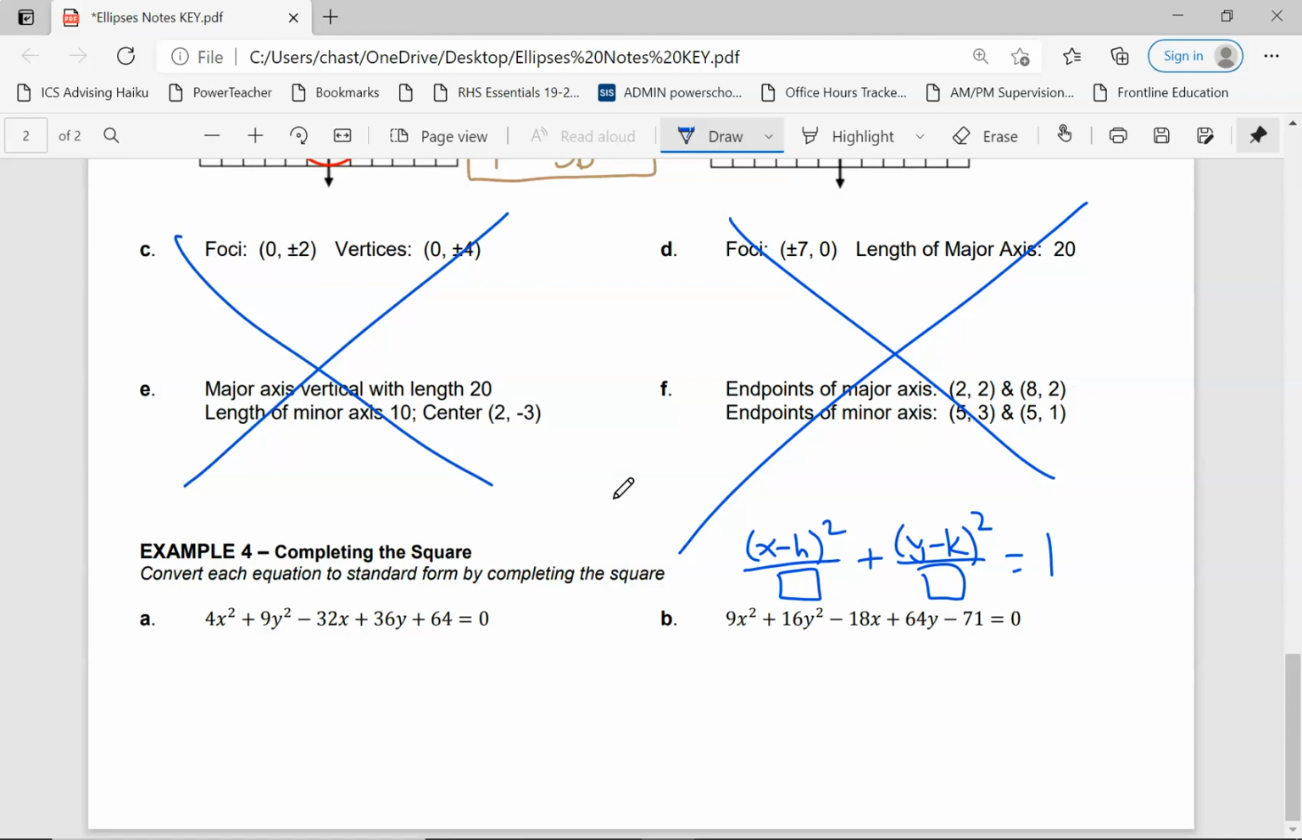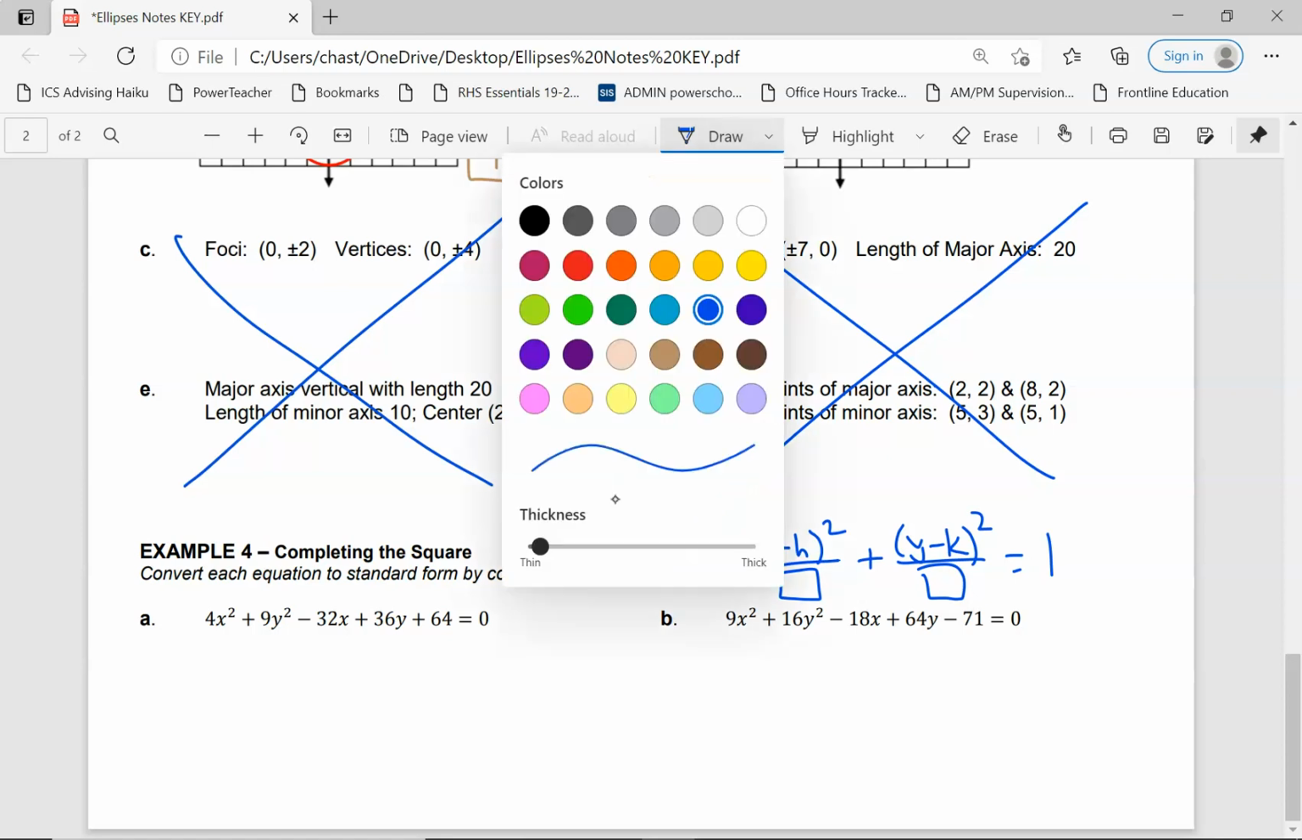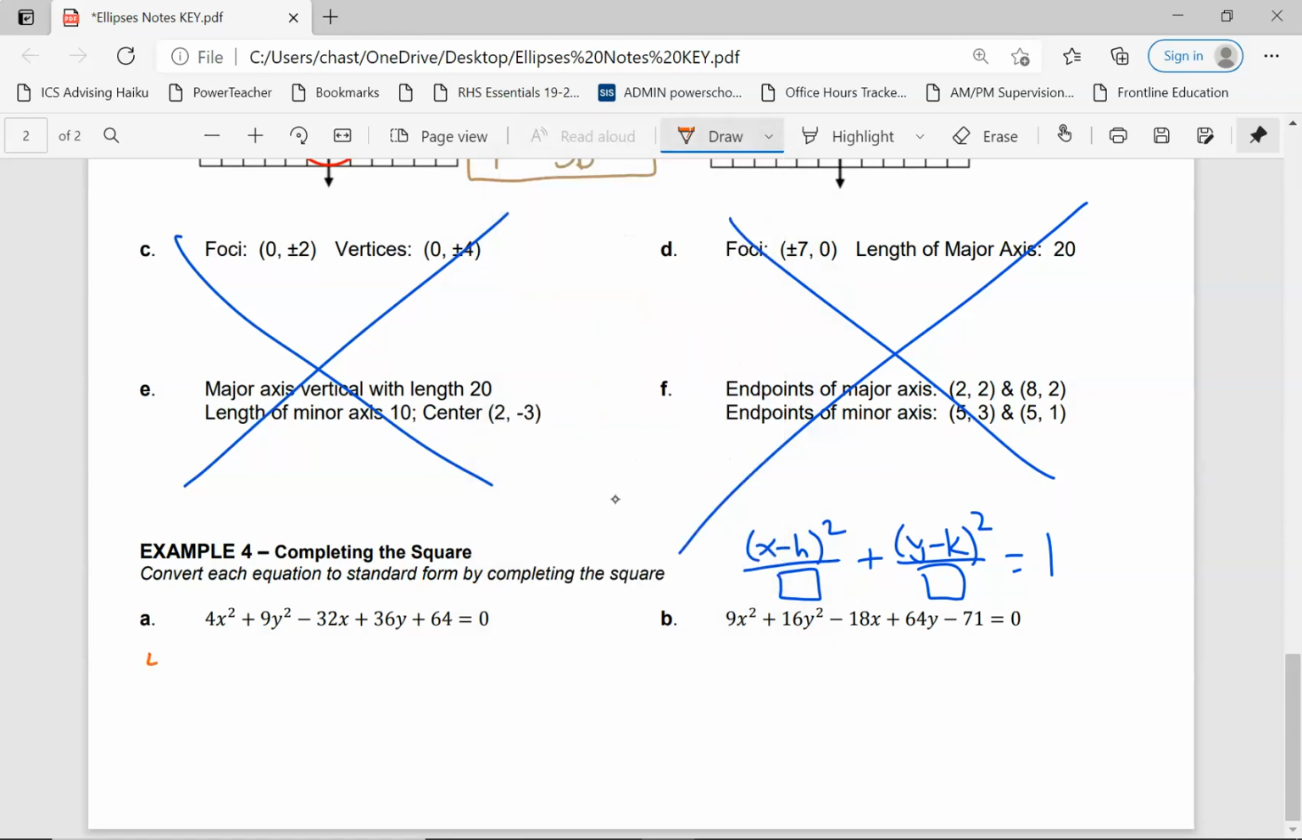We will definitely do a lot of practice with this in class, but I will model one of these with you. So when we look at this, we're going to get our x's together first. So we're going to have 4x squared minus 32x, leave some space, okay? Then we're going to take the 9y squared plus 36y, leave some space. And this constant of 64, we're going to move it to the other side, so it'll be minus 64. Okay, this is how we start.